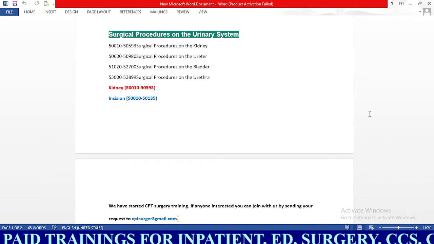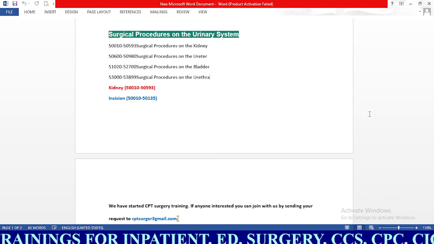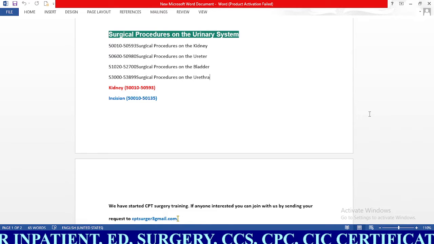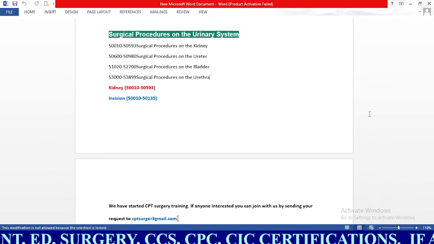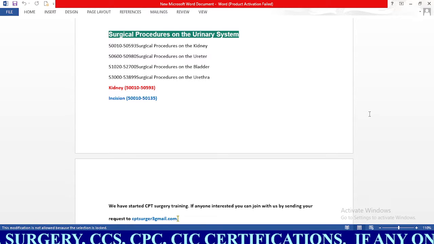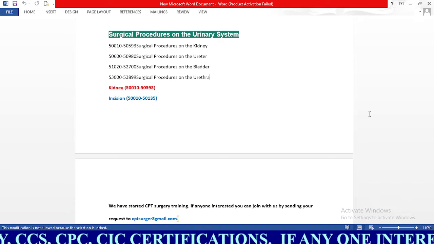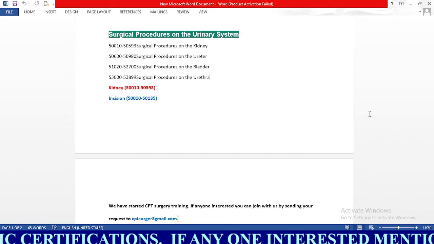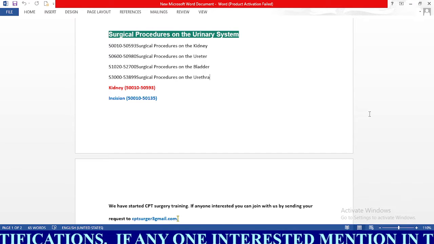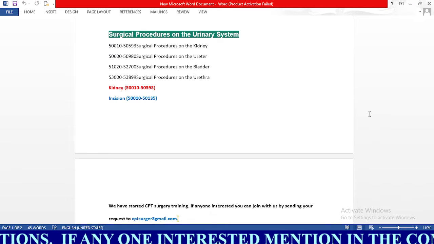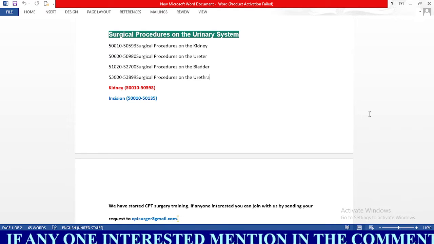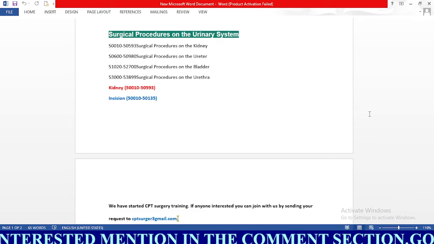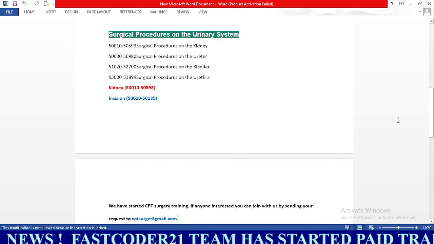Next one is 50,070, which is nephrolithotomy complicated by congenital kidney abnormality. For example, if the patient has any congenital kidney abnormality and the physician performs nephrolithotomy, we need to use 50,070. Next one is 50,075, which is removal of large staghorn calculus filling renal pelvis and calyces. Here our keyword is staghorn calculus. If the physician is removing a staghorn calculus in the kidney using the nephrolithotomy procedure, we need to code 50,075.